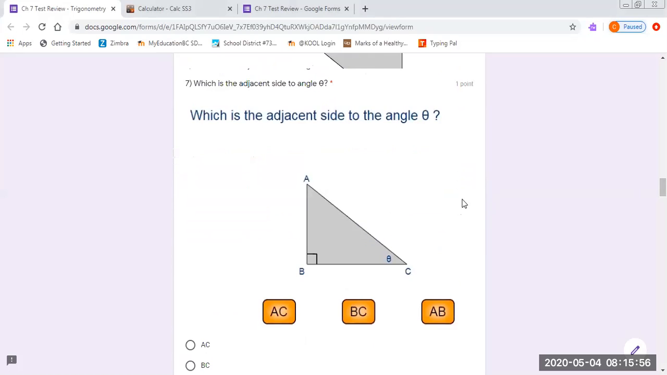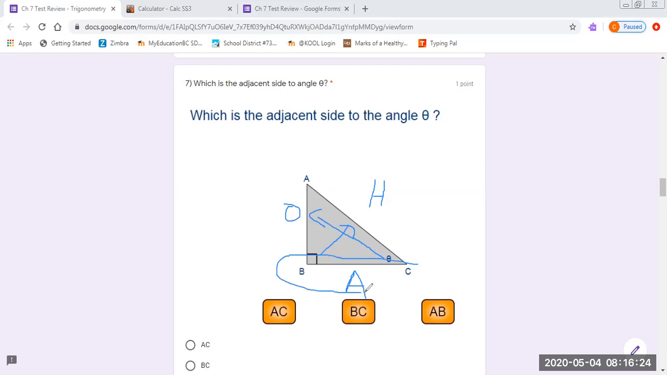Now, looking at this here, what we want to know is what is the adjacent side to angle theta? This is the same idea. We need to look here and identify what each side is. Once again, the easiest one is always the right angle. Opposite the right angle is the hypotenuse. Opposite the angle theta is the opposite. And then the leftover side is the adjacent. In this case, BC once again is going to be the answer, so we would be putting in BC as our answer. And that would be the adjacent. Hopefully that makes sense to you.